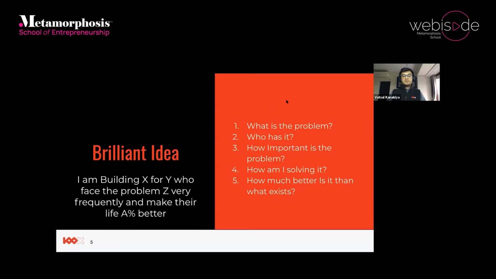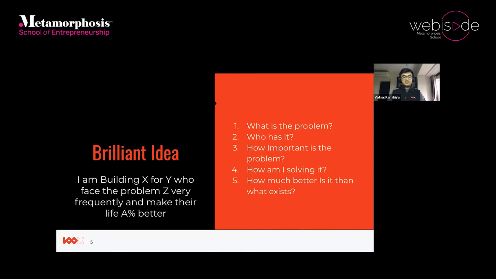In an idea, you want to be able to say: I am building X for Y, who face the problem Z very frequently, and this makes their life A% better. So what are you trying to answer through this one statement? What is the problem? Who has it? How important is the problem? How am I solving it? What is my solution? And how much better is my solution than what already exists?